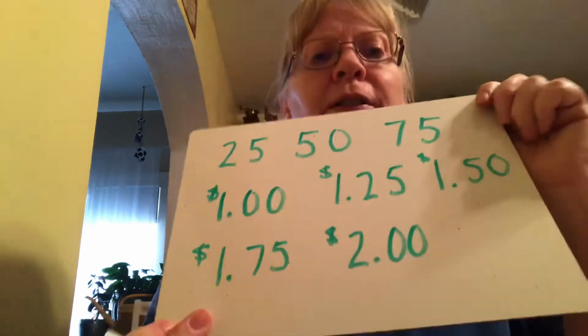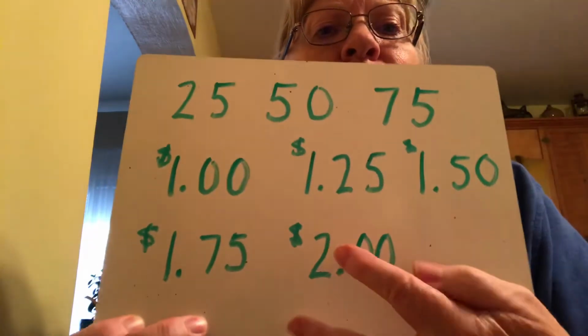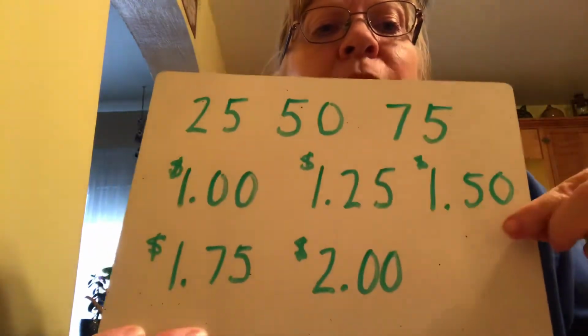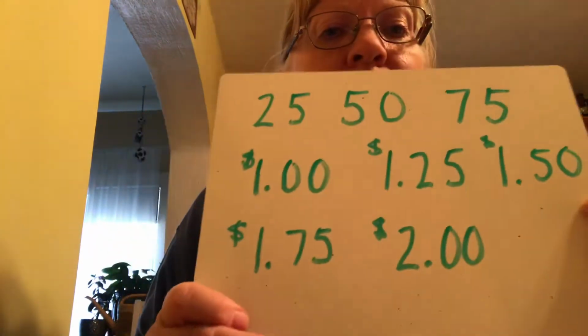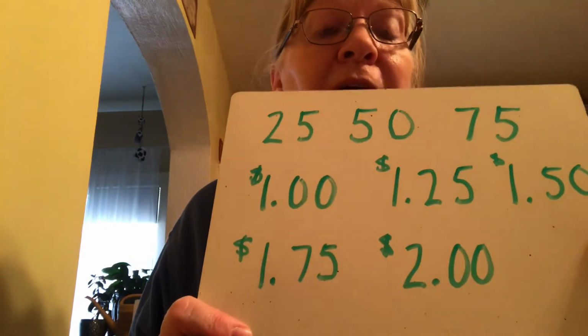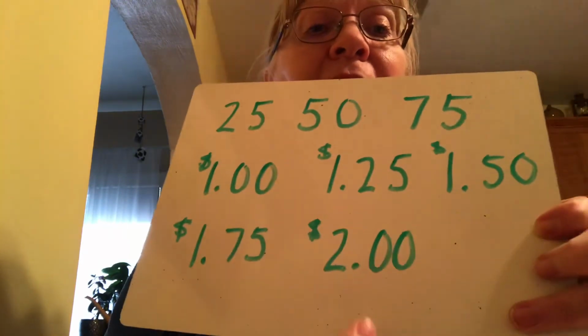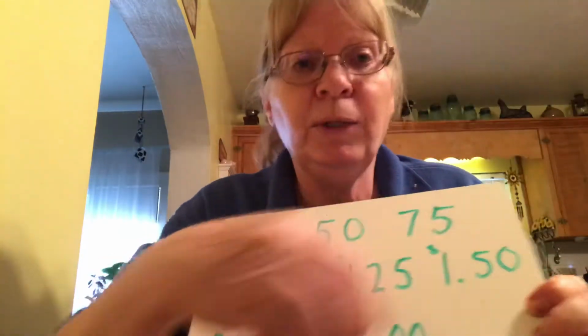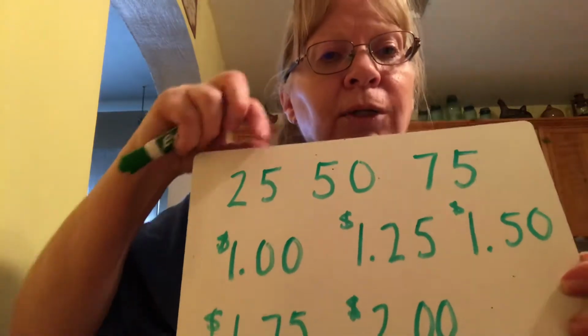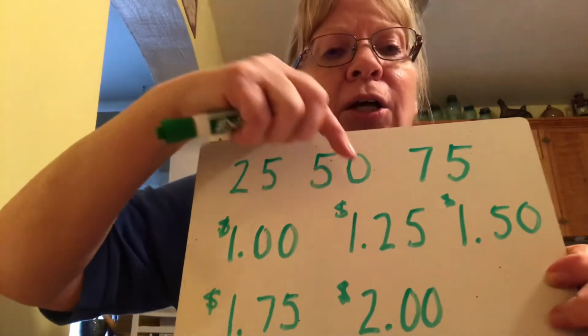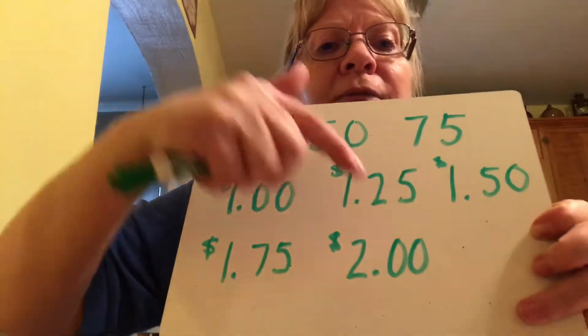Okay, so it would look like this. 125 is $1.25, 150 is $1.50, 175 is $1.75, and $2 is $2. And each time we count, this is the pattern we use: 25, 50, 75, $1, 125, 150, 175, $2. Now the quarter, we already talked about what it looked like.